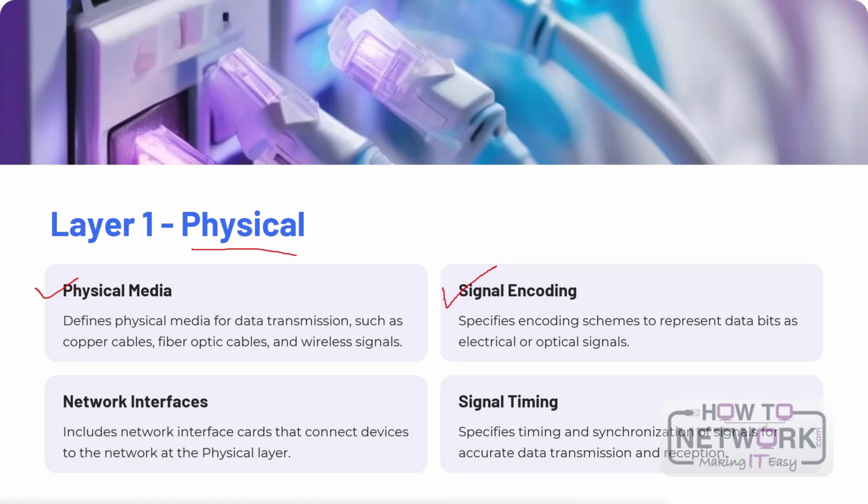Now, in terms of signal encoding, the physical layer specifies the encoding schemes used to represent data bits as electrical or optical signals. And these schemes determine how data is translated into physical signals and back again, ensuring accurate and reliable data transmission.